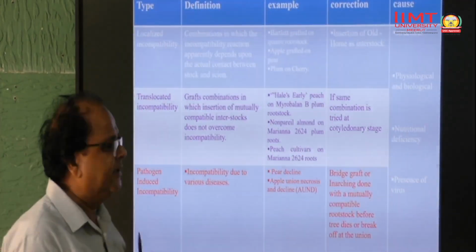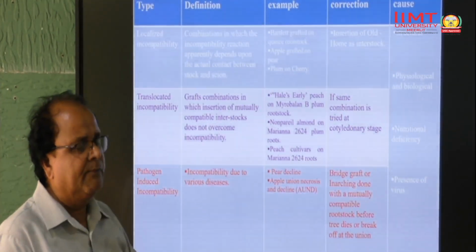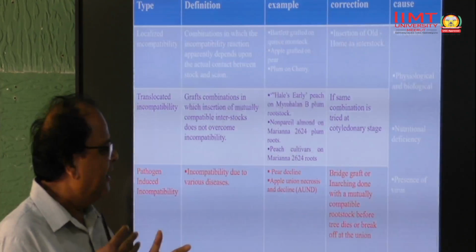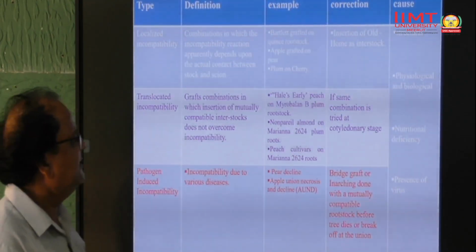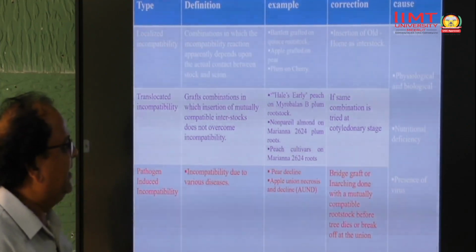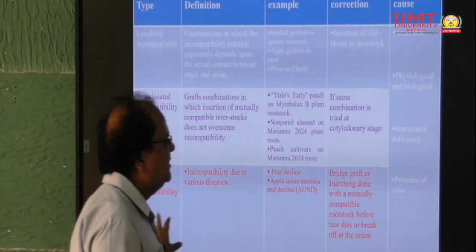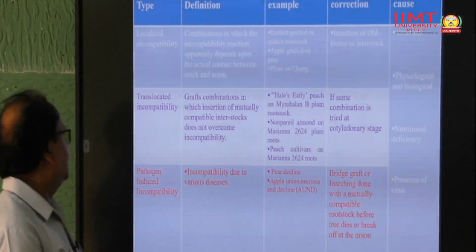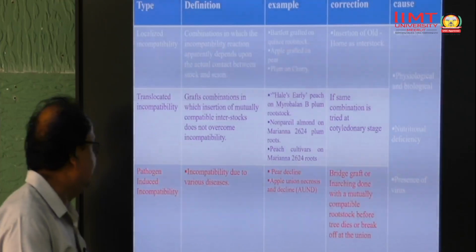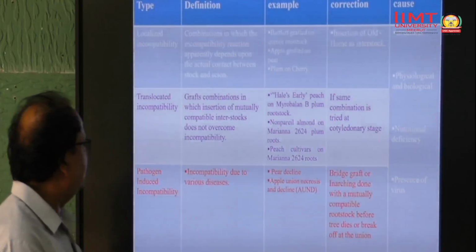Translocated incompatibility means that a few years after grafting, some problem arises in the combination of the rootstock and scion. In the same combination, at the cotyledonary stage, it creates nutritional deficiency. Pathogen induced incompatibility is due to various diseases.